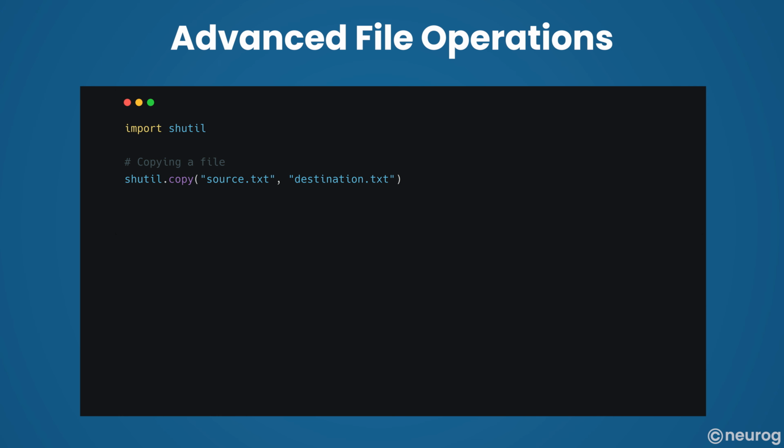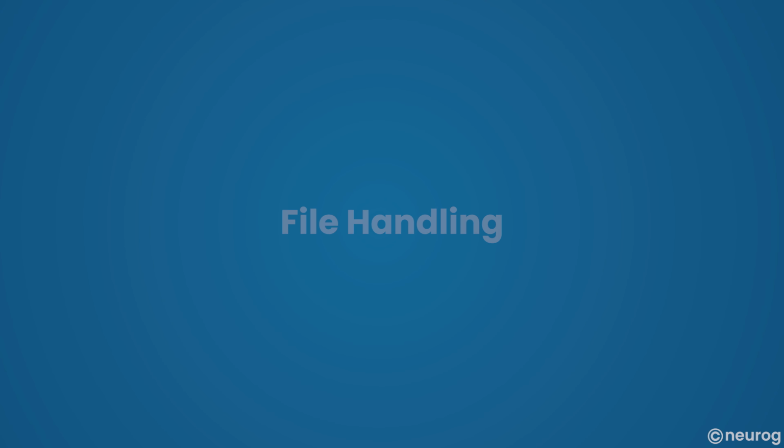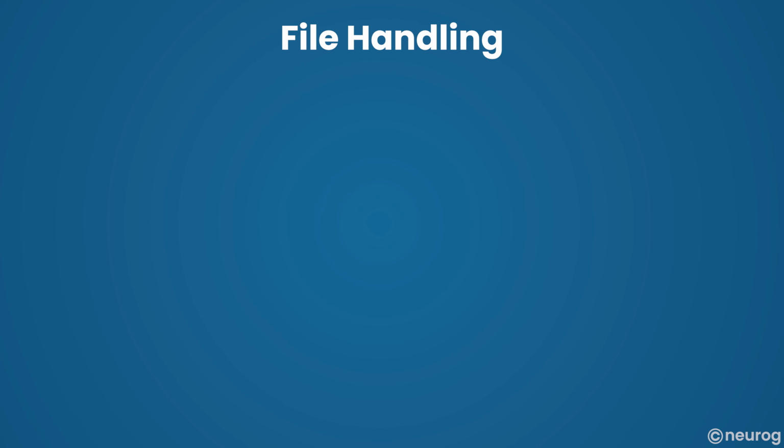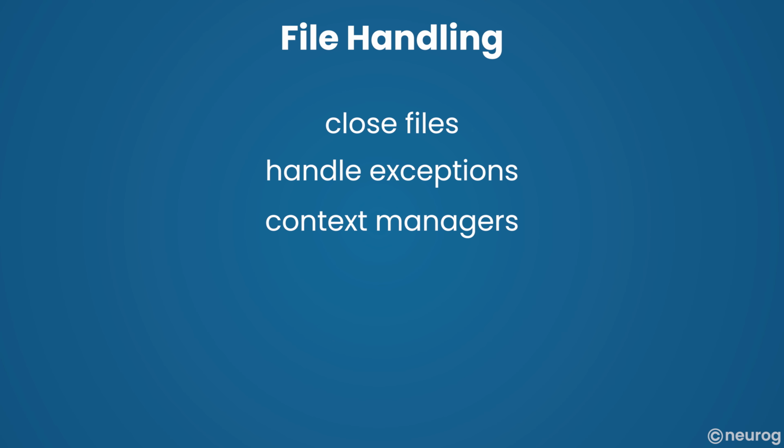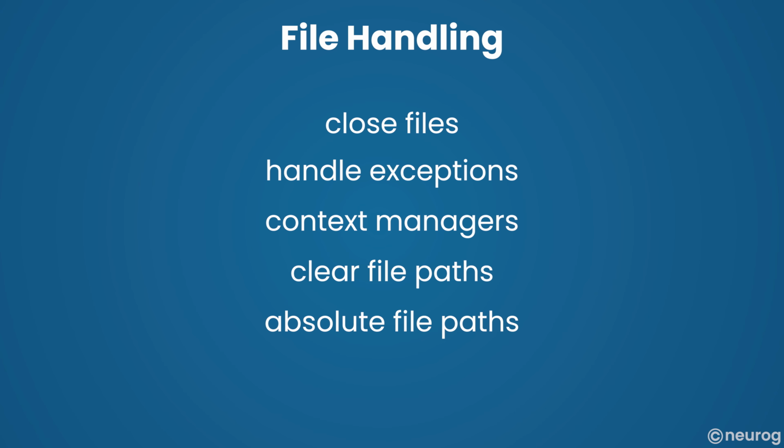Before we wrap up, let's discuss some best practices for file handling to ensure your code is robust and maintainable. Remember to close files properly, handle exceptions, use context managers with the with statement, and provide clear file paths. And additionally, consider using absolute file paths for better portability.